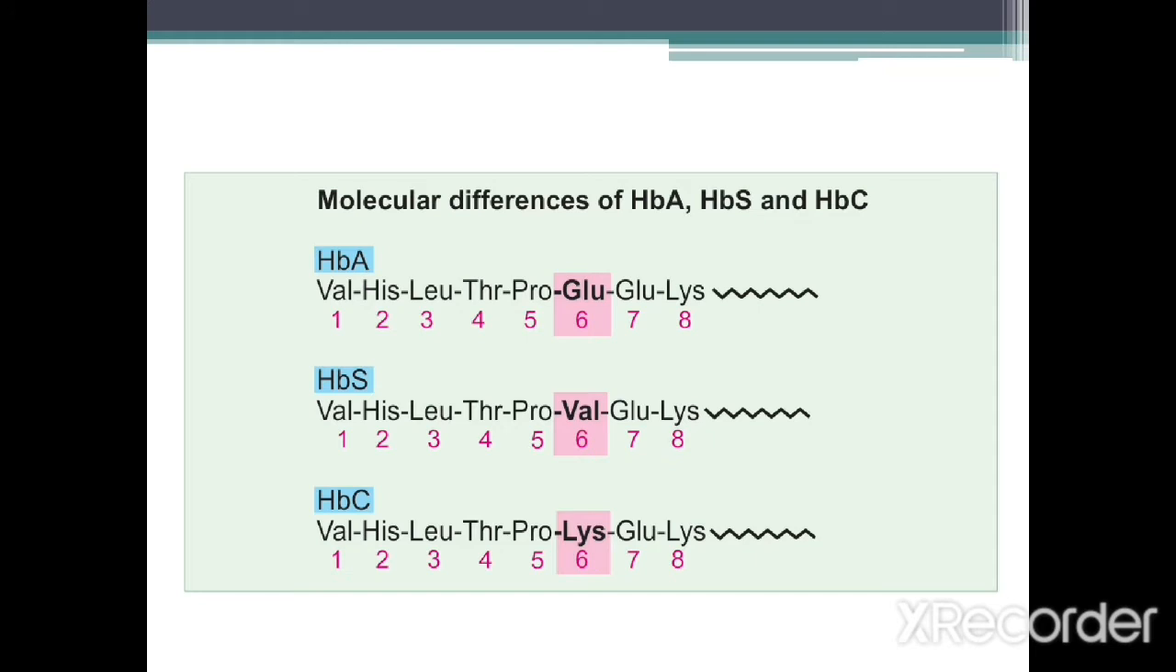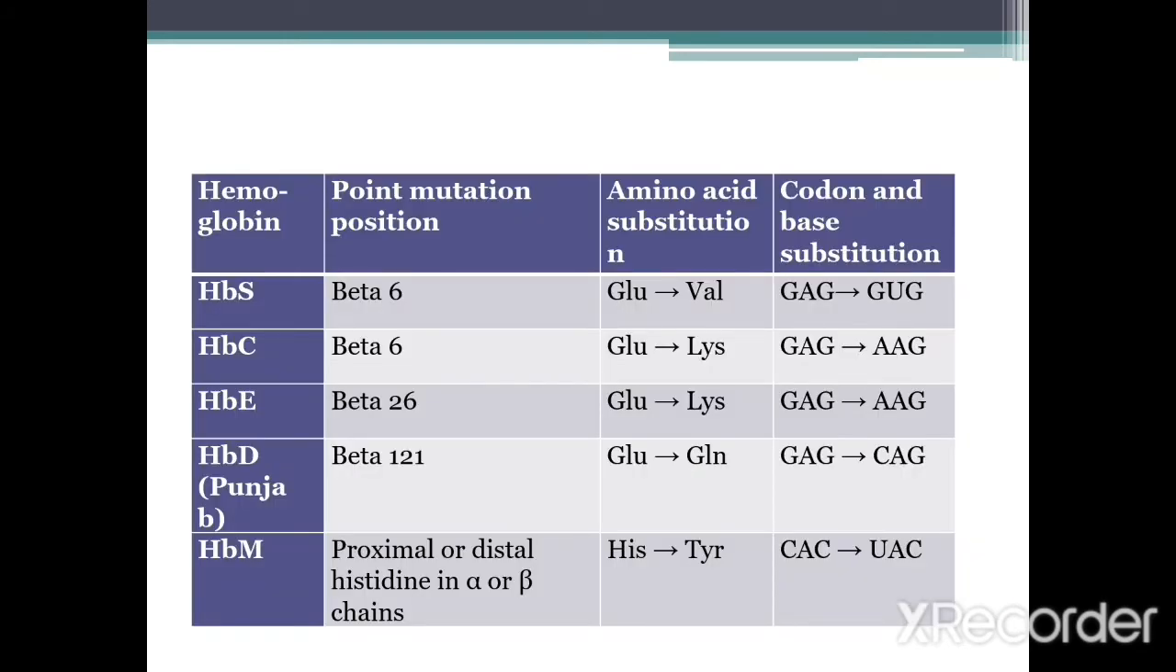So, the molecular differences in HbA, HbS and HbC are: in HbA, the 6th position of beta chain is glutamic acid. In HbS, this is replaced by valine, and in HbC, it is replaced by lysine. In HbE, at the 26th position, glutamic acid is replaced by lysine, and in HbD, glutamic acid is replaced by glutamine.